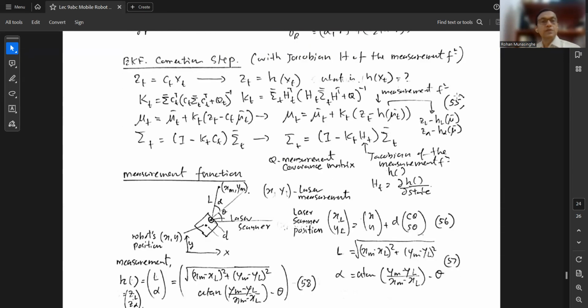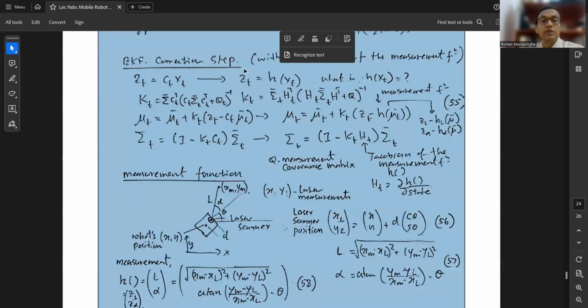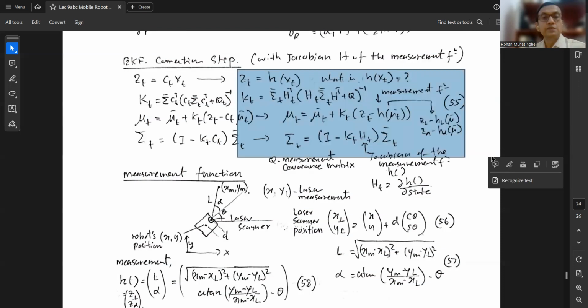Now, let's get back to the extended Kalman filter correction step. These are the equations that are relevant to the correction. We have already derived them earlier. Let's show them side by side: Kalman gain, mean, and the covariance. On the left-hand side is the standard Kalman filter, and on the right, the extended Kalman filter. These are the equations.